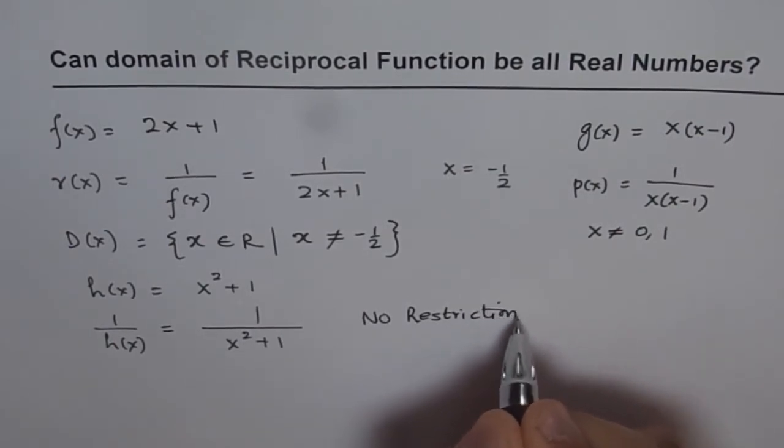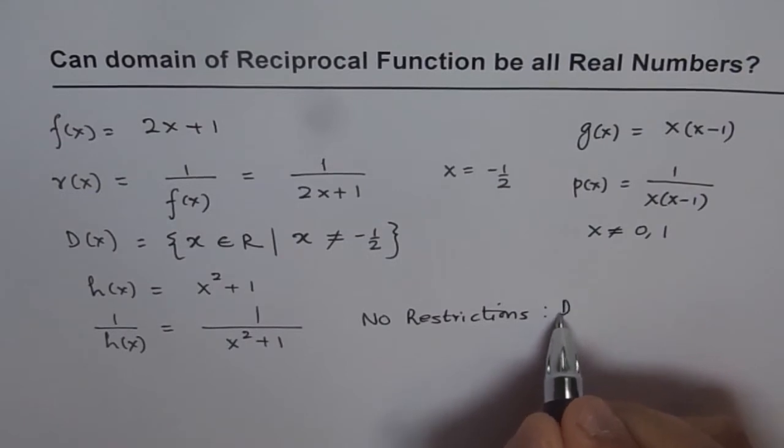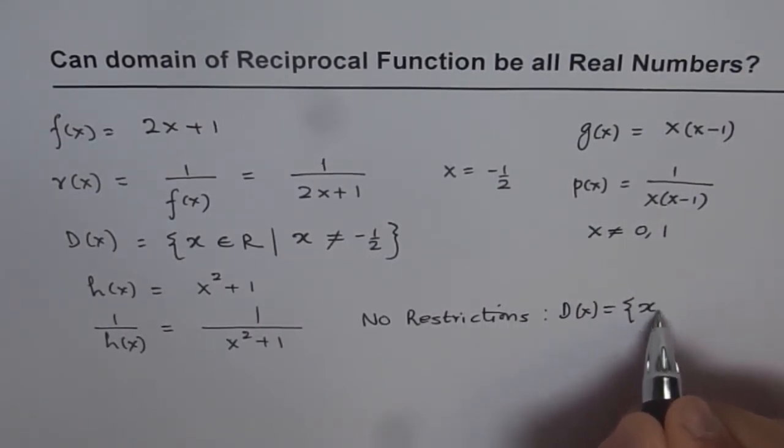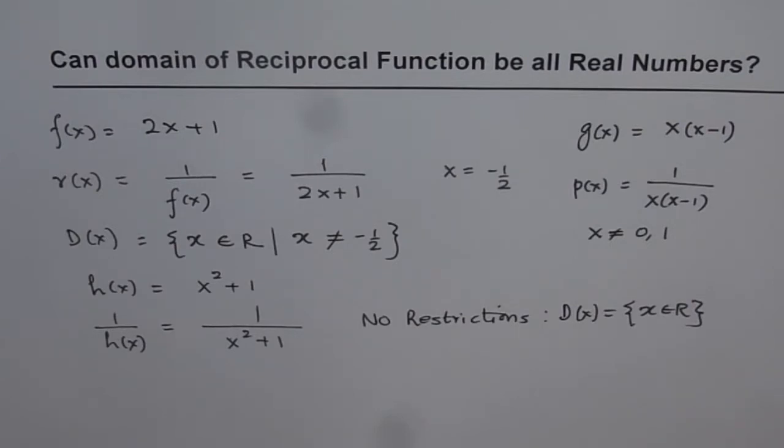Correct? So in such functions, we find that the domain D of x is, or rather we can say, x belongs to real numbers is the domain of such a function. Right? So therefore, we have many examples where the domain of a reciprocal function is indeed all real numbers. So it's a very important concept to understand as we move forward.